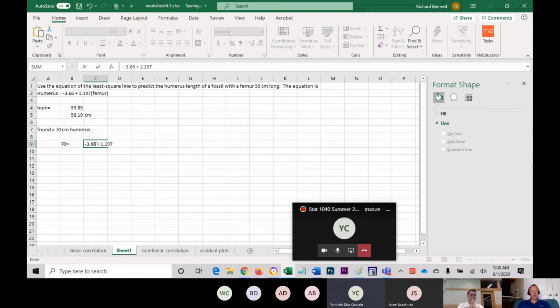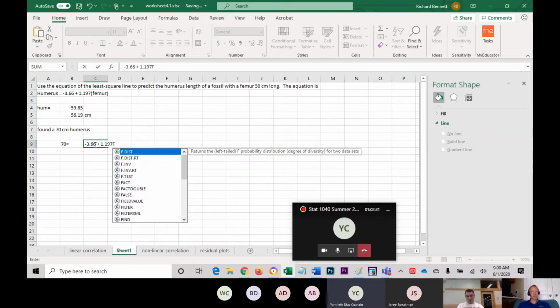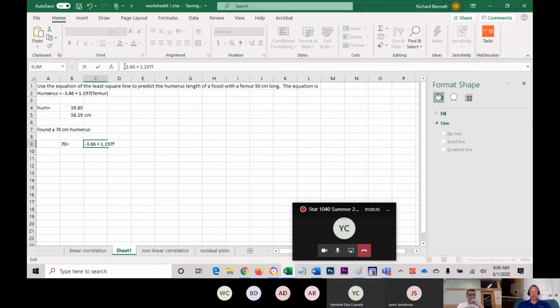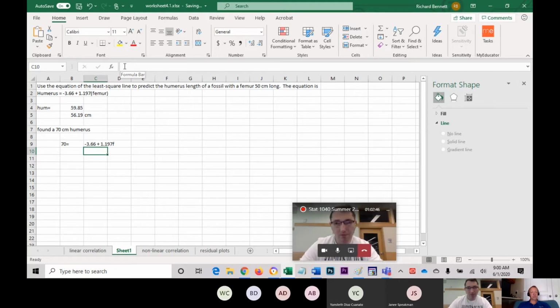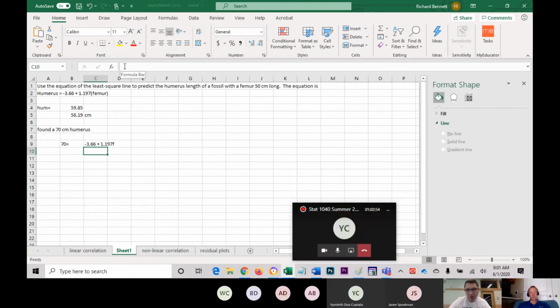No, we don't know how long it is. So I'm going to put F for femur. Okay. So now we're using this equation backwards. So how do I solve for F? I'm not sure.